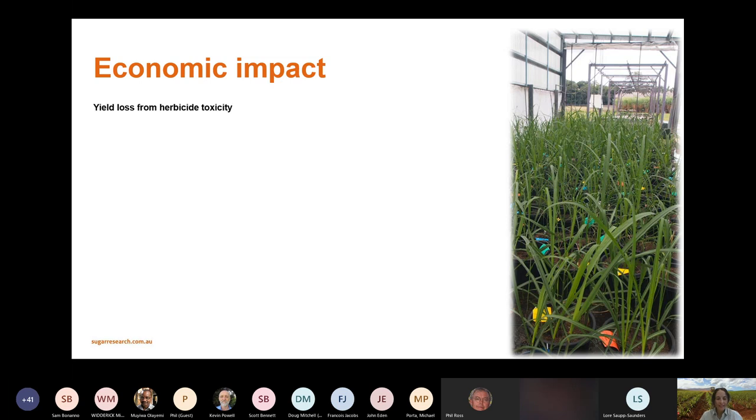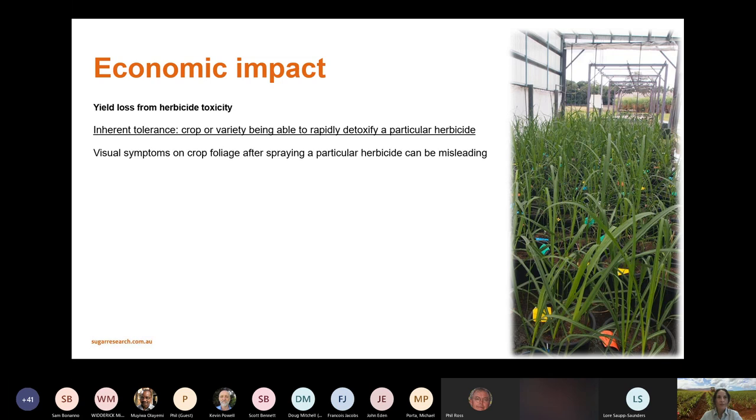Okay, so the economic impact can also be incurred from herbicide toxicity. So what is herbicide toxicity? Some crops or varieties are able, or not able, to detoxify a particular herbicide. This is called inherent tolerance. If a crop or variety can detoxify a particular herbicide, it's called tolerant to that herbicide. Unfortunately, visual symptoms on crop foliage after spraying a particular herbicide can be misleading, so it's a hard way to judge if a crop is tolerant or not.